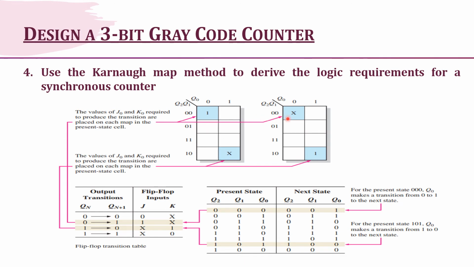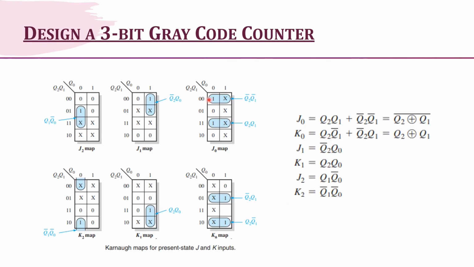value is X. Similarly, for the cell 101, the present state is 101. From that state, Q0 makes a transition from 1 to 0. If it makes a transition from 1 to 0, then the J value should be X and the K value should be 1. Similarly, let us fill all the remaining cells of this K-map for J0 and K0. We get the J0 and K0 K-map like this.